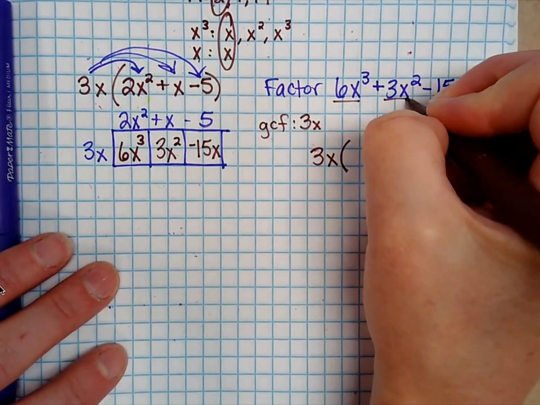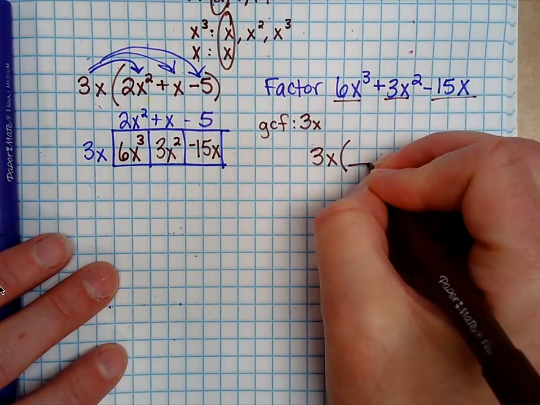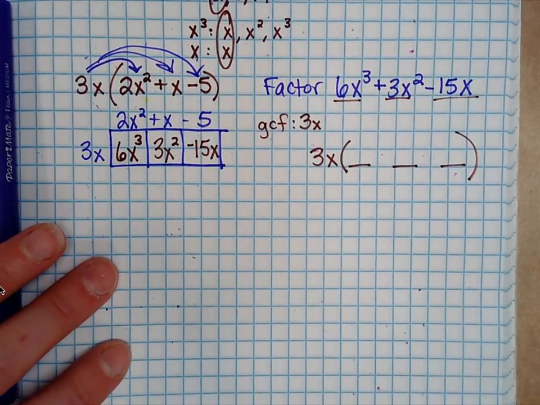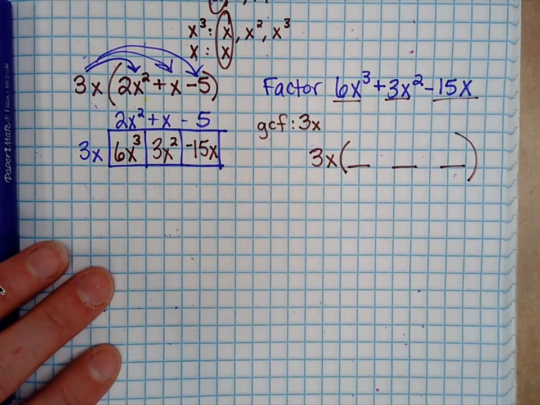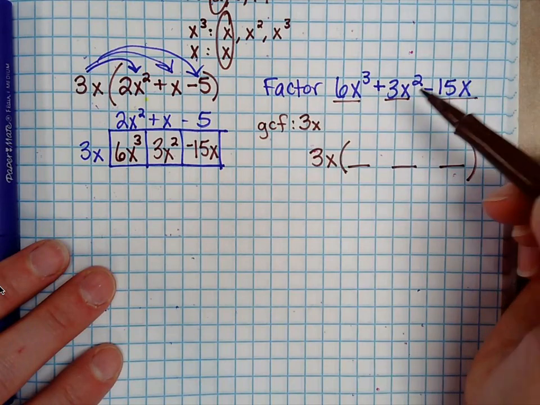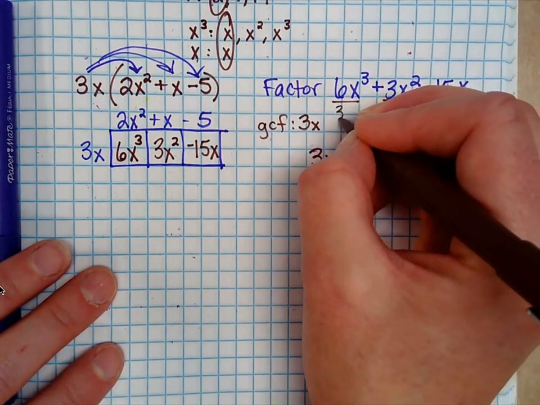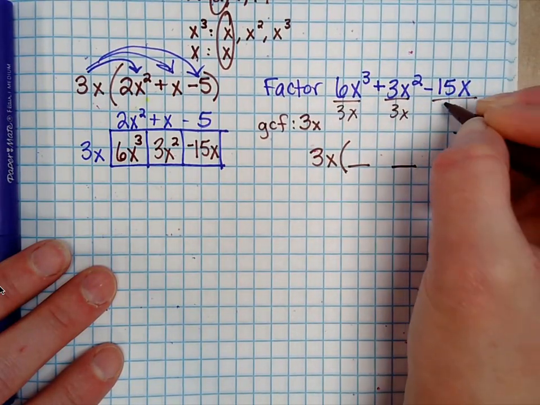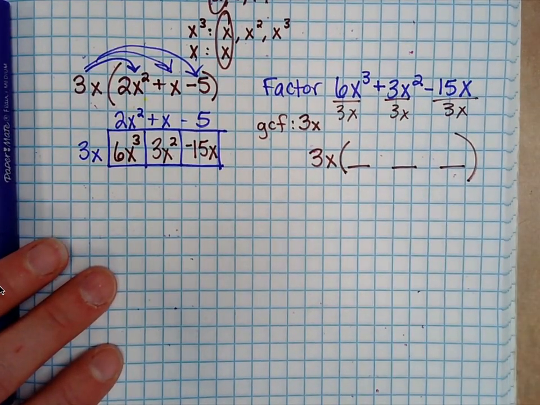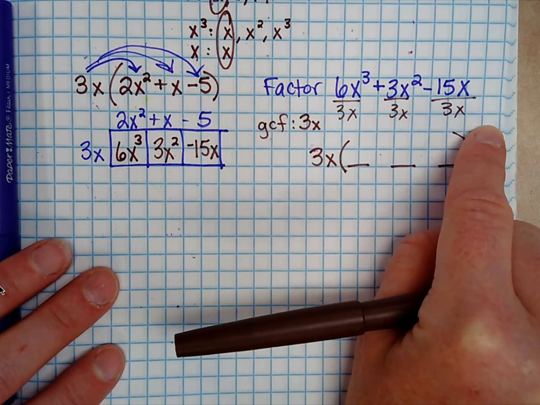There are 1, 2, 3 terms. So inside the parentheses, there will also be 1, 2, 3 terms. So we need to fill in what those terms are. And the way you do that is by dividing, because remember, a factor evenly divides something. So we are going to divide each of these by 3x to get what's on the inside. So see how I put over 3x, over 3x, over 3x?